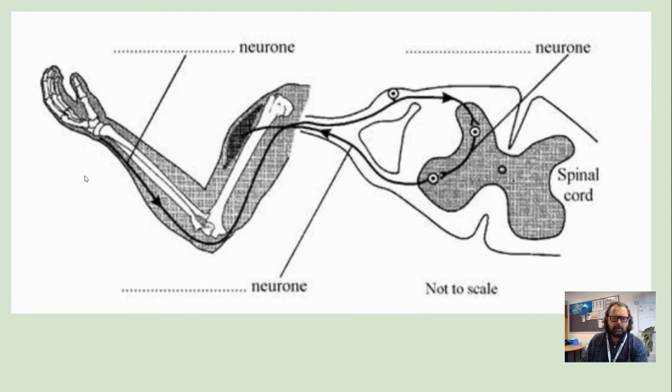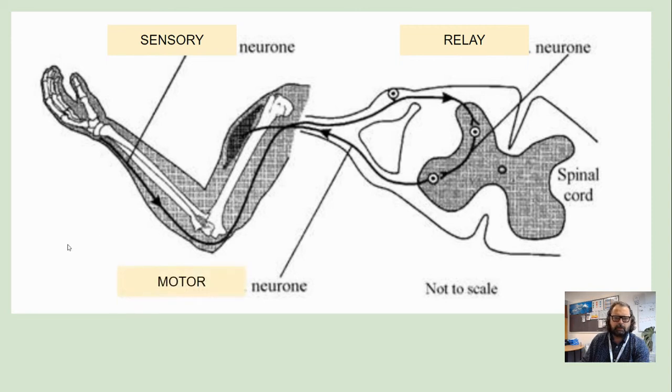Okay, again, another diagram, very similar. Always look for the direction to get your order of neurons correctly. So this neuron is heading into your central nervous system. It's your sensory neuron. This one is within your spinal cord and is passing on the message. It's the relay neuron. And finally, the neuron which is going to the muscle, which is going to be the effector in this loop, the motor neuron.